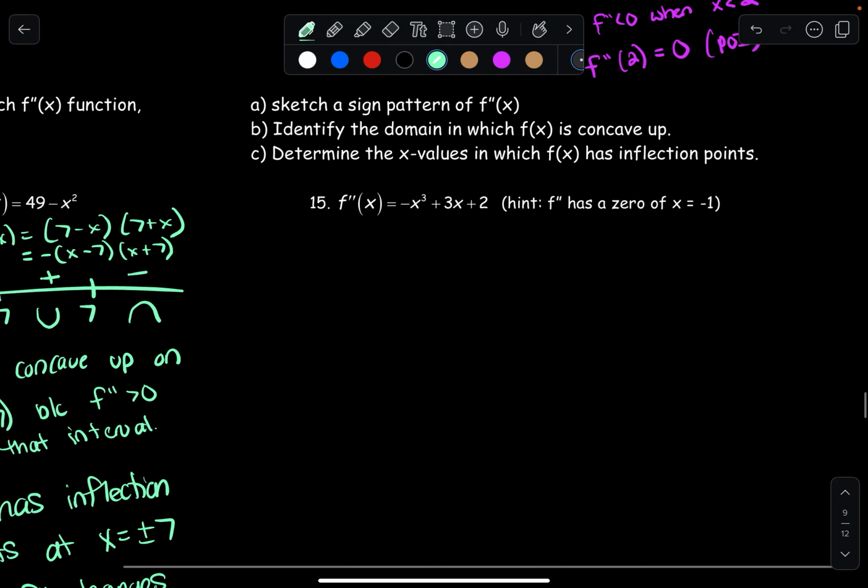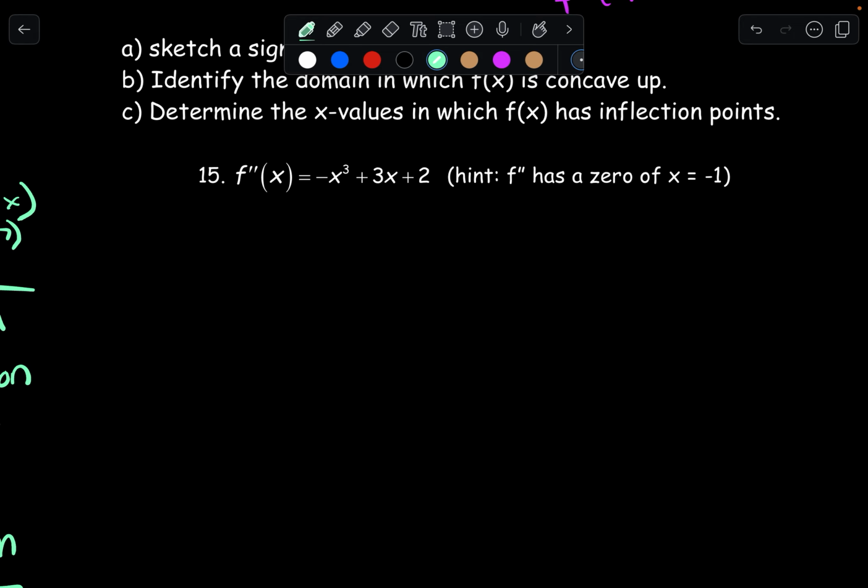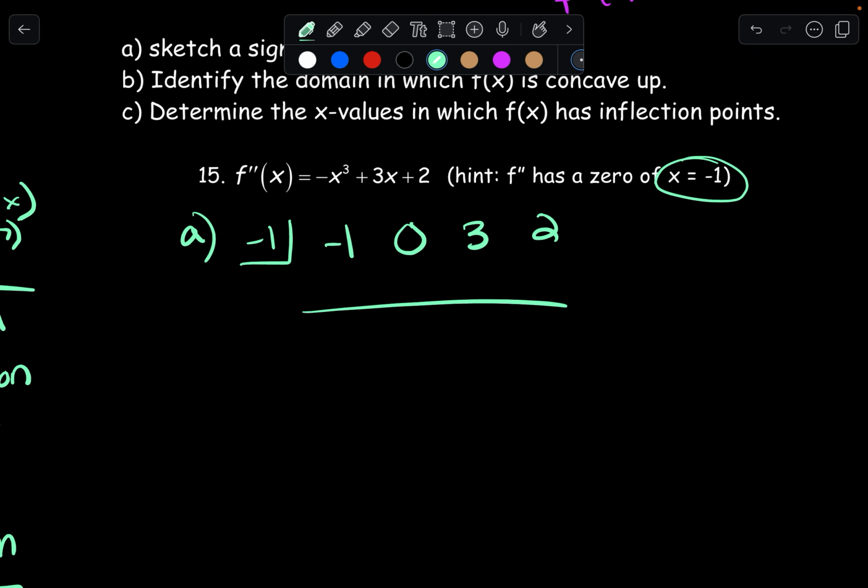All right, number 15, we have f double prime is equal to negative x cubed plus 3x plus 2. And we need to get this in factored form. We have a hint: x equals negative 1 is a 0, so you can use synthetic division to begin the factoring. Don't forget your 0 placeholder for x squared. For synthetic division, we multiply, add.